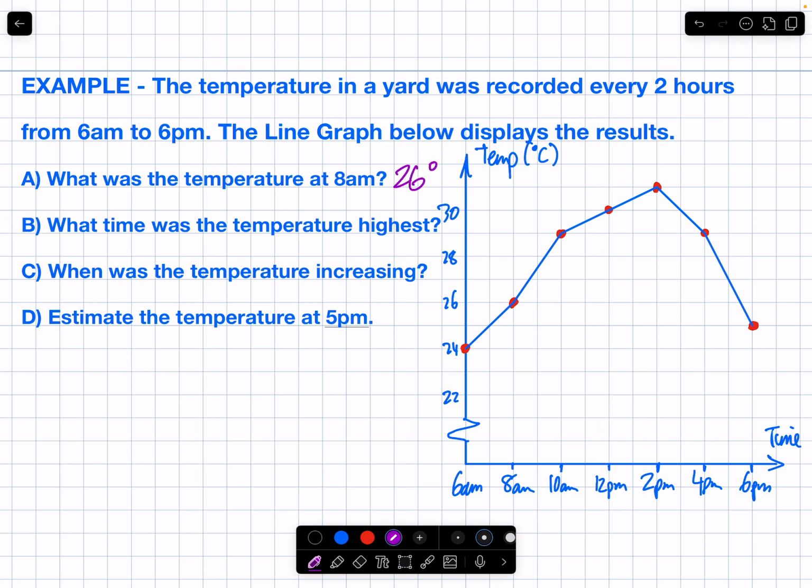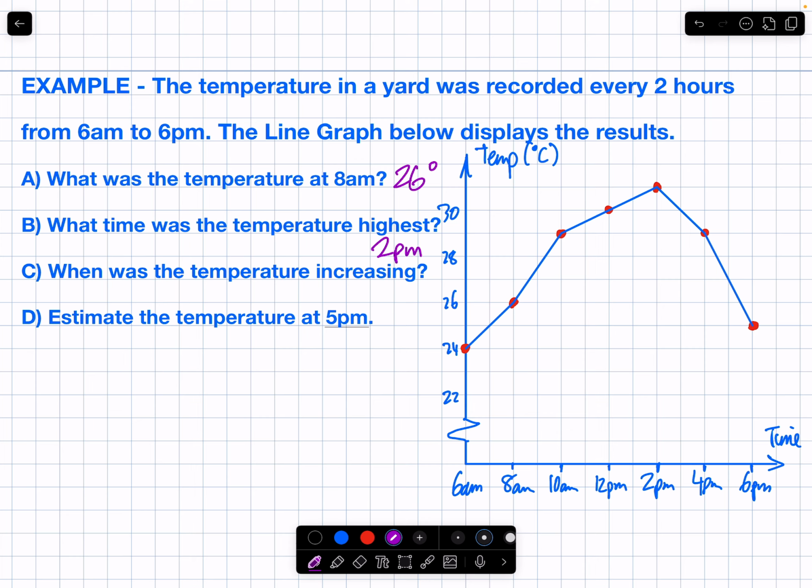What time is the temperature the highest? It's asking what the temperature is, so we'll look on the y-axis. What's the highest it goes? Across there. So 28, 29, 30, 31 degrees. And that was at 2 p.m.